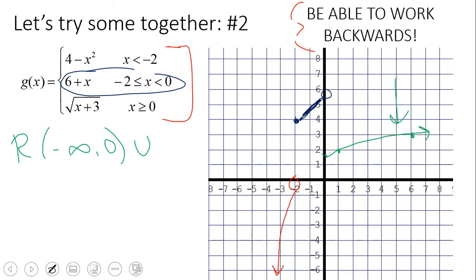Remember, even though this piece of the function is rising relatively slowly, it's still going to just get bigger and bigger and bigger all the way to infinity. So to finish this off, starting at the square root of 3 and then all the way up to infinity.